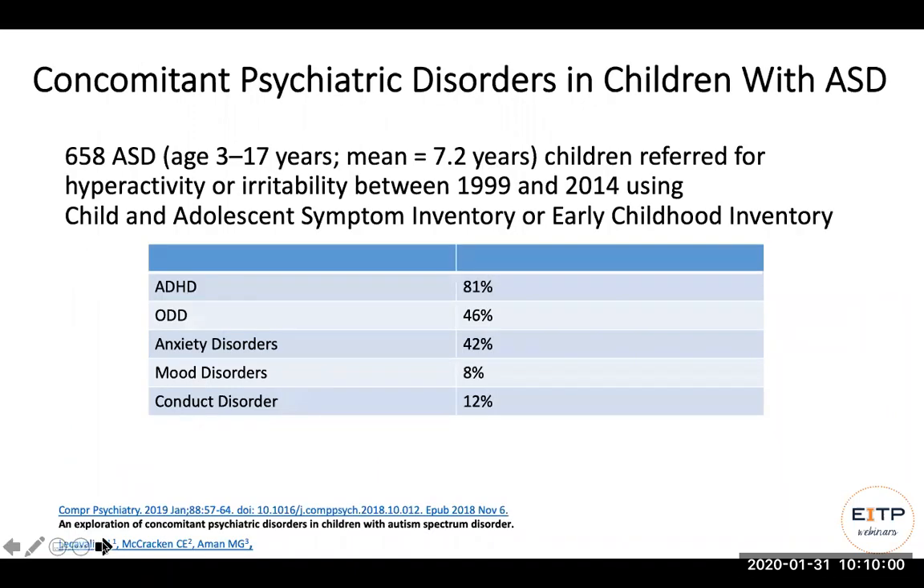So I have another table that shows a series of 658 kids with autism from 3 to 17 age with a mean of 7.2 that were referred for hyperactivity to a psychiatric clinic. And the prevalence of ADHD was 1%. But these are kids that are referred to psychiatry. The prevalence of oppositional defiant disorder is 46%, anxiety 42%, mood disorders 8%, and conduct 12%.